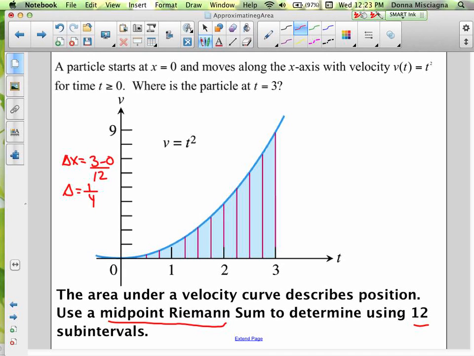All right, so we're using a midpoint Riemann sum. If we were using a left, we'd start at 0. If we were using a right, we'd start at 1/4 here. But for a midpoint, we're going to start at the middle value. So we're going to use 1/8. And then each time, we're going to go up by 1/4, because that's our change in x.